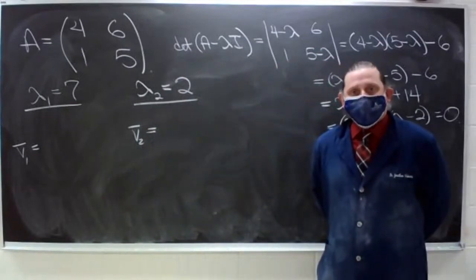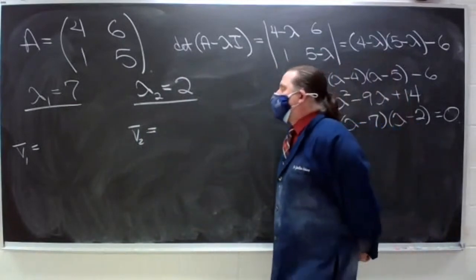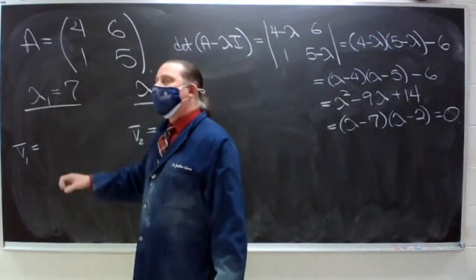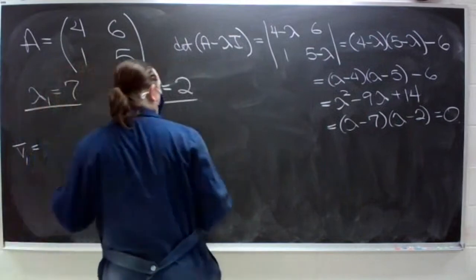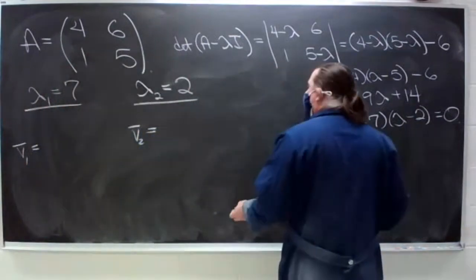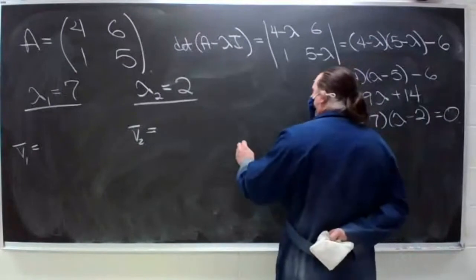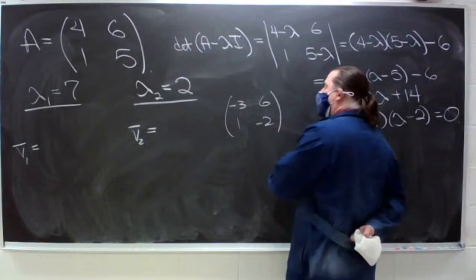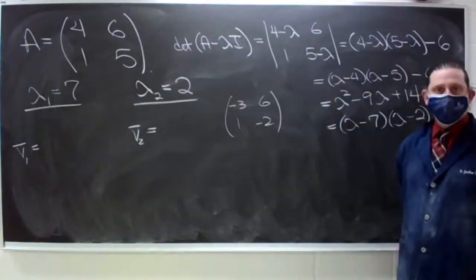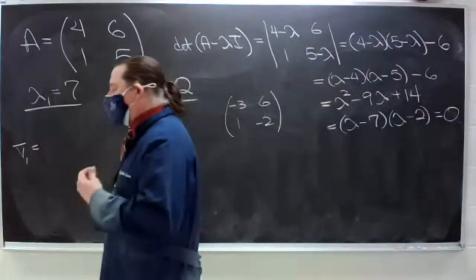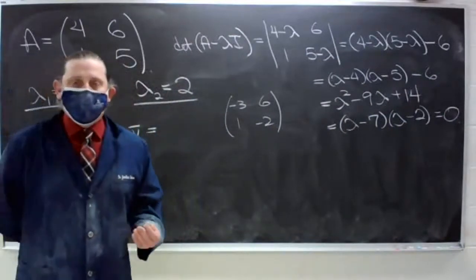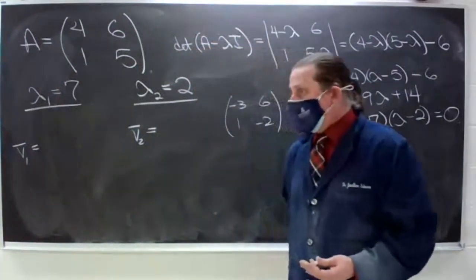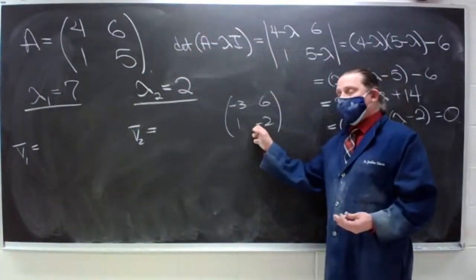To determine eigenvectors, I'm going to subtract the eigenvalue times the identity. All right? That means that I only subtract it from the diagonal. Subtracting 7 gives me that matrix. The eigenspace associated with eigenvalue 7 is the null space of this matrix.